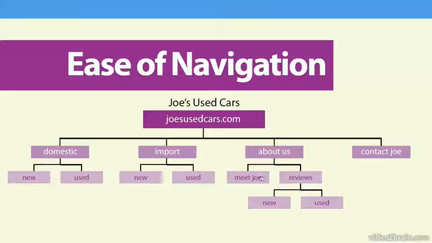From the About Us section, we have a Meet Joe and a Reviews, and then that one has 2 pages that spring off it: reviews about new cars and reviews about used cars. And then finally, we have the Contact Joe page. So this is basically showing you the hierarchy of this particular site, and I could go deeper here if I wanted to. So from my import page or my new page, I could go here and list them by brand if I wanted to. But that's what we mean when we refer to as the hierarchy of the site.